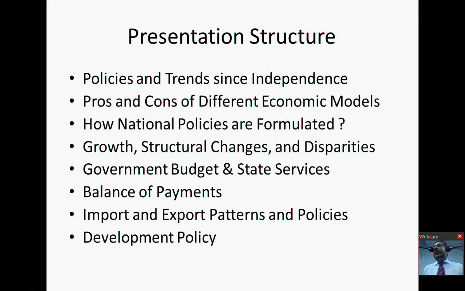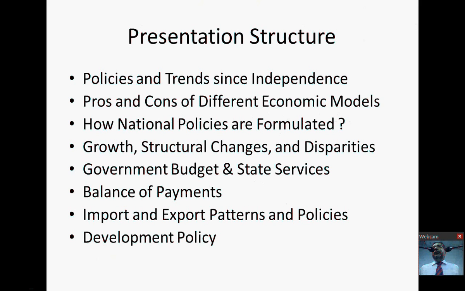Then I will explain what the balance of payments is, because you may be seeing in the newspapers most of the time the word balance of payments used very frequently. What does it really mean? Then I will speak about the import-export structure of the economy, and finally some concluding remarks with the overall development policy in Sri Lanka.